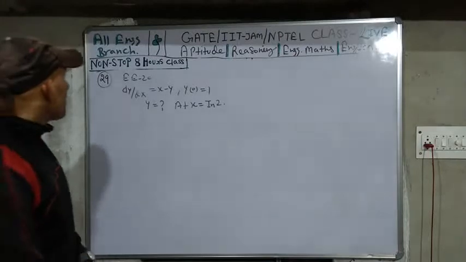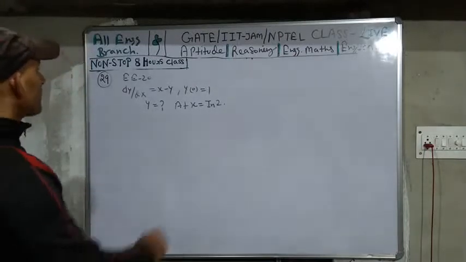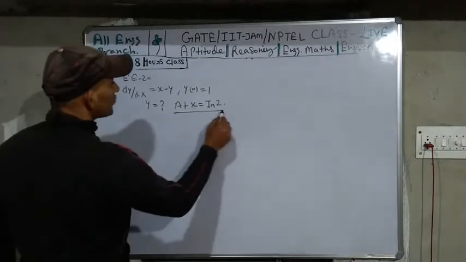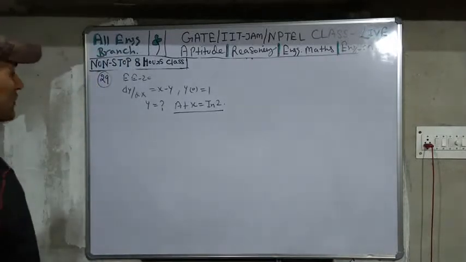So the question is dy/dx = x − y and y(0) = 1. He is asking y is equal to what, at x = ln 2. ln 2 means log 2, you can think.